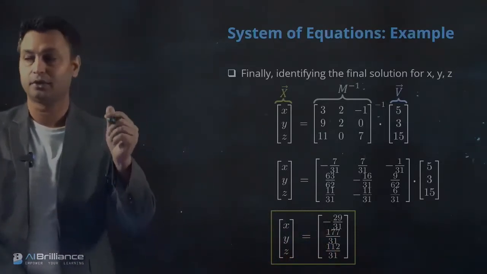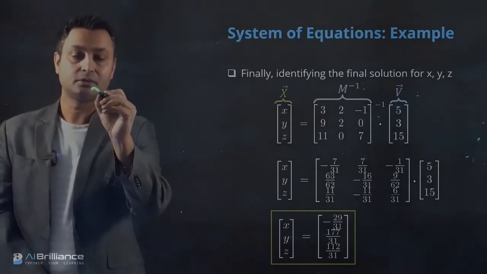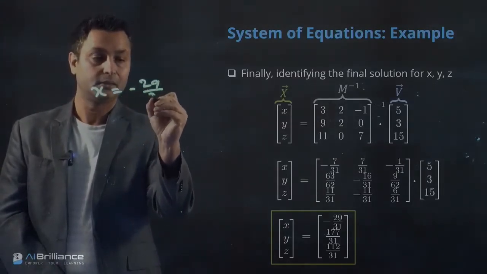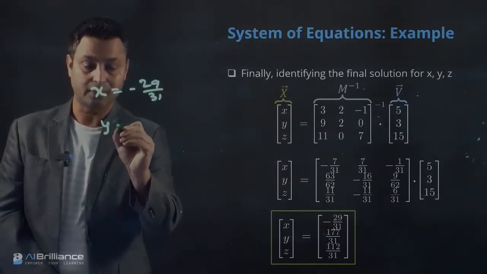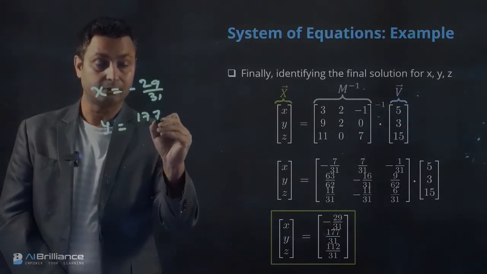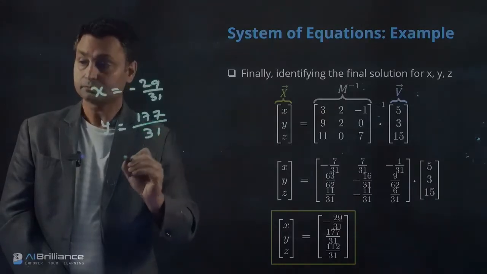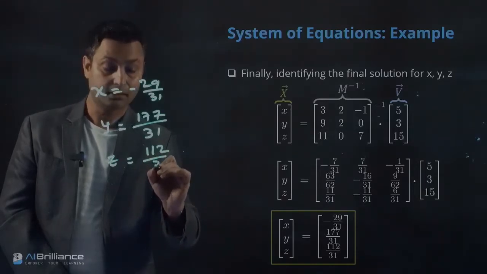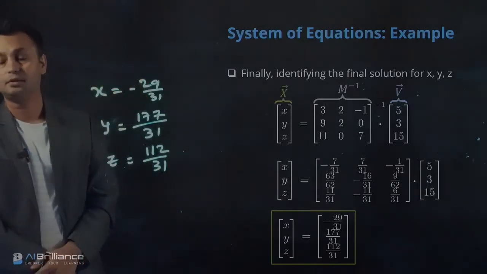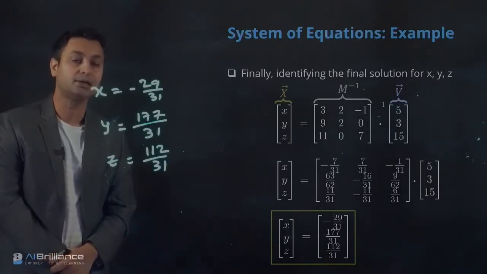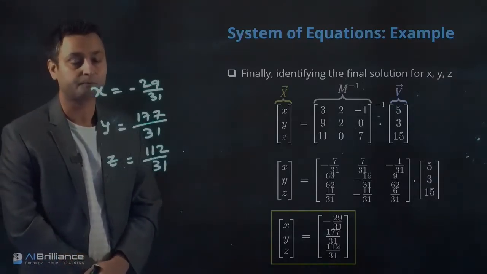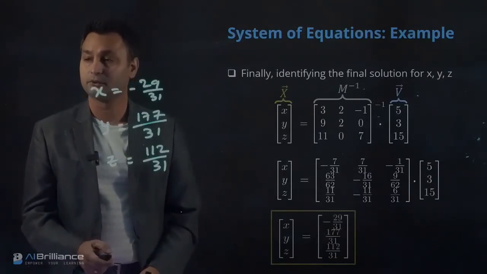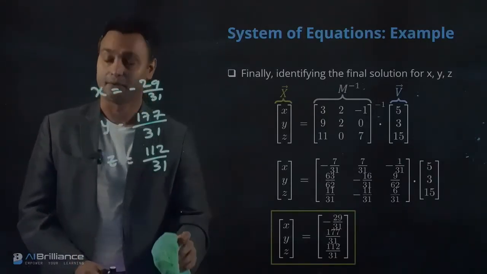Or another way to think about that, once we arrive here, the solution to the overall equation is x equal to minus 29 by 31. The solution of y is 177 by 31, and z is equal to 112 divided by 31. So these are the 3 values of x, y, and z that will solve the set of linear equations that we have, right? And that is the final solution from the set of equations.